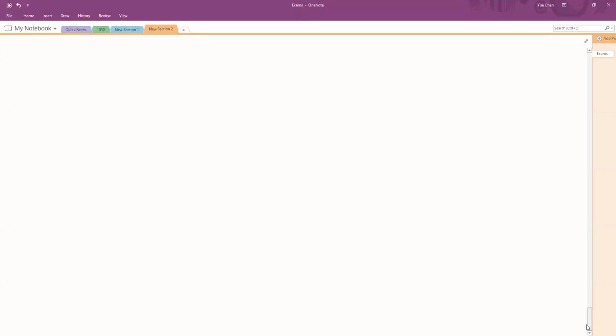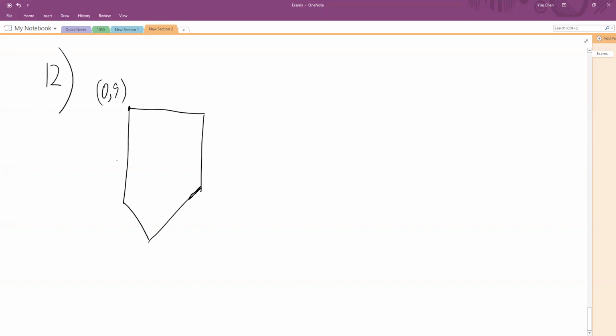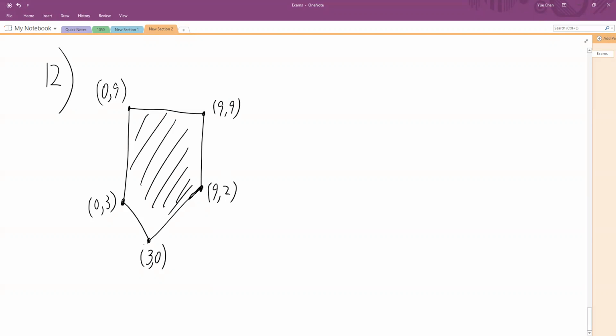Number 12. Okay, the region is given. This is the region. Just draw a quick region. This point is 0, 9. This is the feasible region. 3, 0. This is 9, 2. 9, 9. And this is the feasible region.